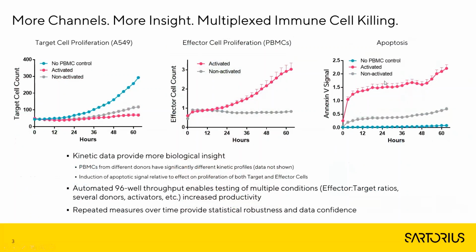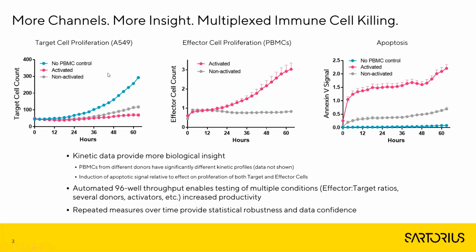But as many of you know, the Incucyte isn't all about pretty pictures and movies. We quantify our biology using those images over the course of time, which is represented in this slide here. The first graph on the left, the y-axis being the target cell count, and the x-axis in all of these graphs being time. We see that with no PBMCs, we get a dramatic proliferation of the target cells, which is no surprise. Again, these are A549 cells labeled with the Incucyte orange reagent.